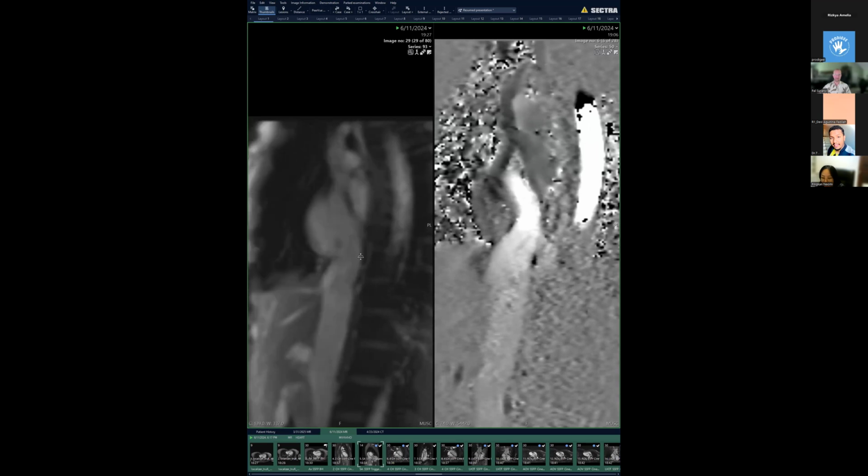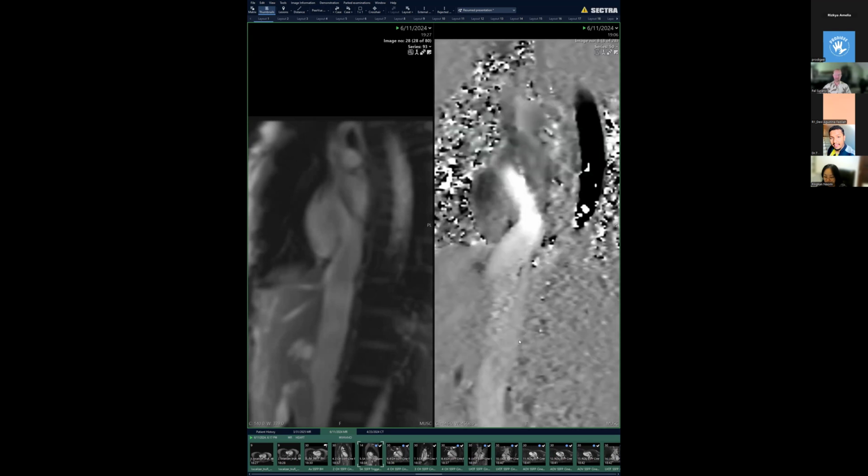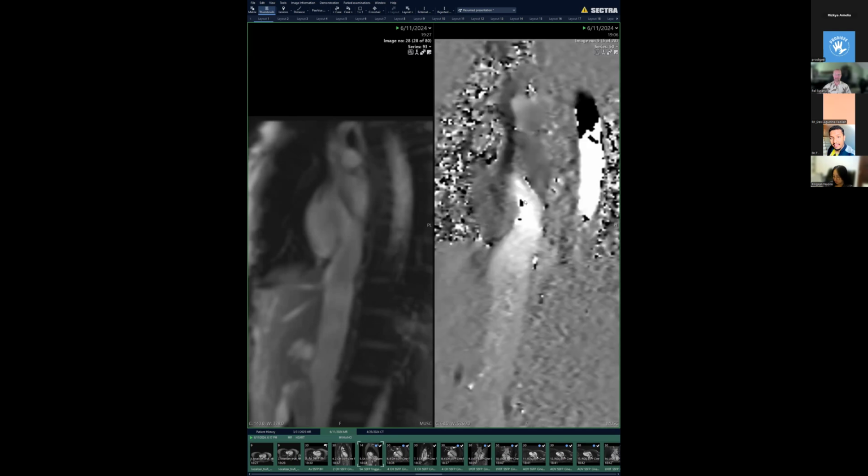It's exactly the area where we had this slight narrowing between the interatrial septum and the eustachian valve here. And you can actually appreciate that there is some acceleration here. So there is some hemodynamic narrowing here. And you can also see aliasing here, which means there are rather high velocities here.